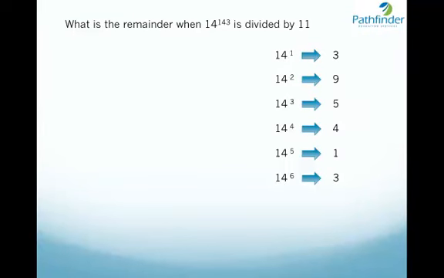Next, 14 to the power 5 can be broken as 14 cube into 14 square. We could also break it as 14 to the power of 4 into 14. Either way, we will get the same remainder. 14 cube, we have just found, when divided by 11 yields a remainder of 5. 14 square when divided by 11 gives us a remainder of 9. 5 into 9 is 45, which on being divided by 11 gives us a remainder of 1.